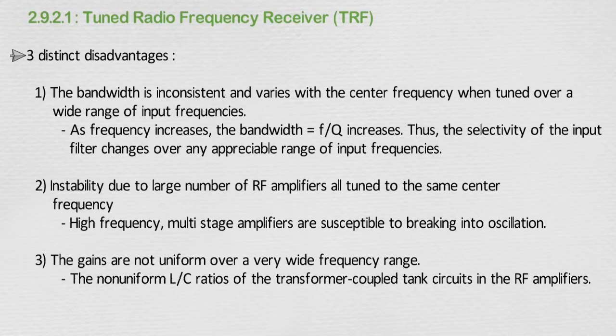3 distinct disadvantages. 1. The bandwidth is inconsistent and varies with the center frequency when tuned over a wide range of input frequencies. As frequency increases, the bandwidth, equal to f divided by Q, increases. Thus, the selectivity of the input filter changes over any appreciable range of input frequencies. 2. Instability due to a large number of RF amplifiers all tuned to the same center frequency. High frequency, multi-stage amplifiers are susceptible to breaking into oscillation. 3. The gains are not uniform over a very wide frequency range, due to the non-uniform L/C ratios of the transformer-coupled tank circuits in the RF amplifiers.